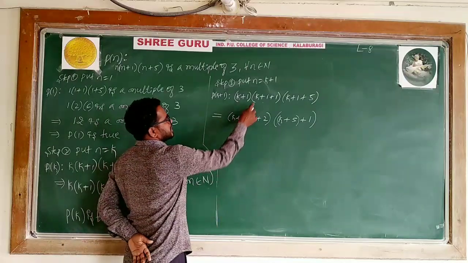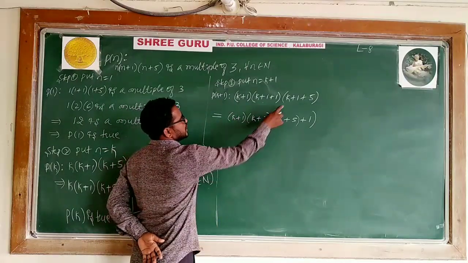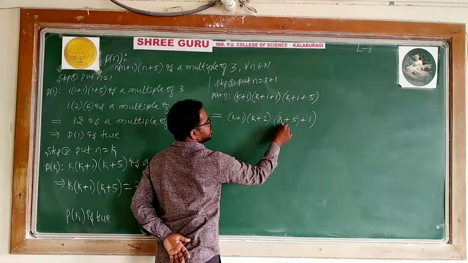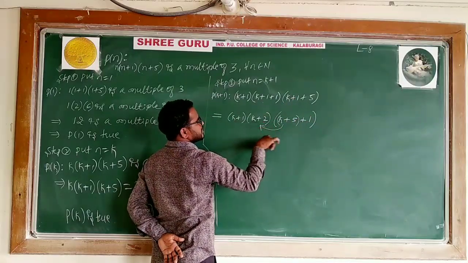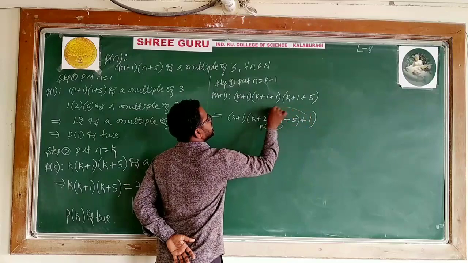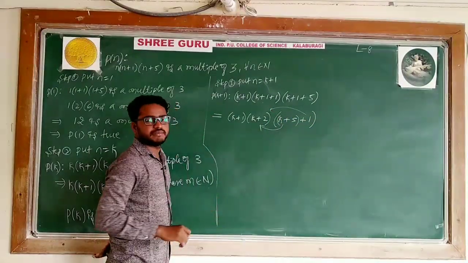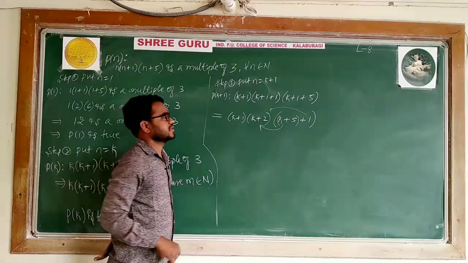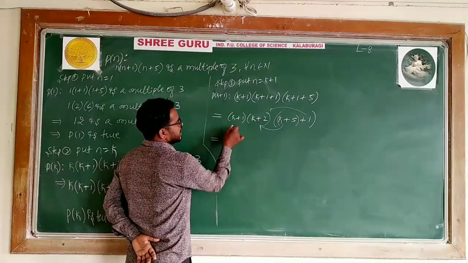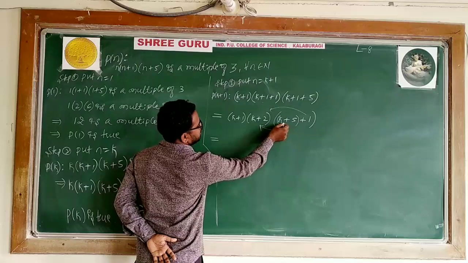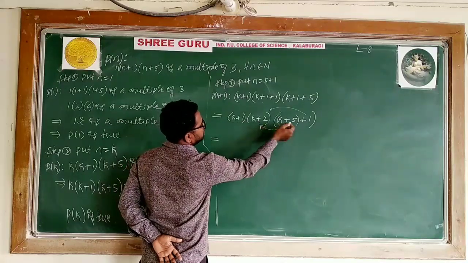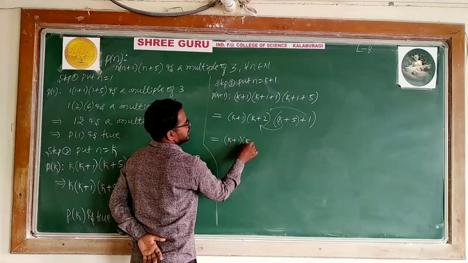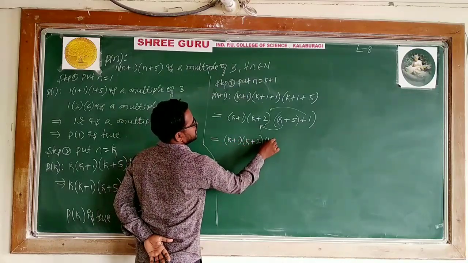K plus 1 I kept, k plus 1 plus 1 is k plus 2. K plus 1 instead, k plus 5 made one group, 1 I kept last, because I will multiply with this. I will multiply these two brackets. If you are multiplying like this, you will get a 3 common. So now, k plus 1 into k plus 2 into k plus 5.